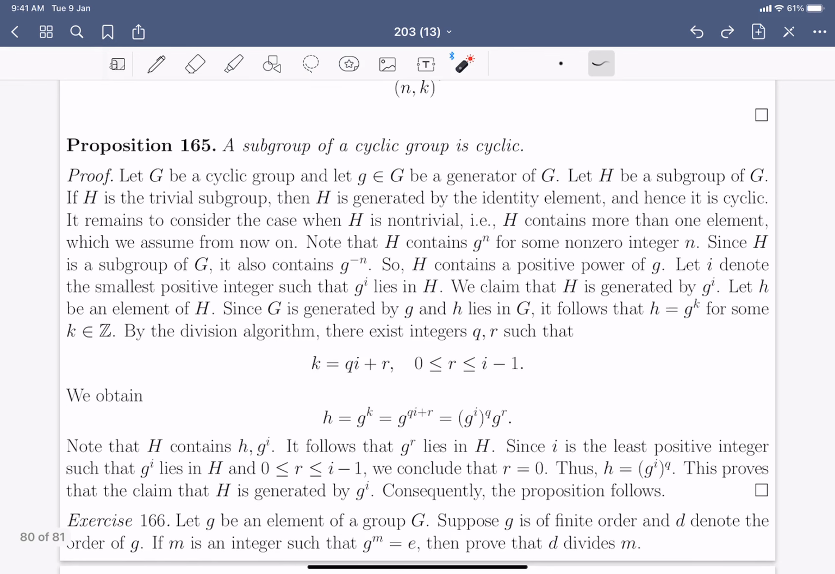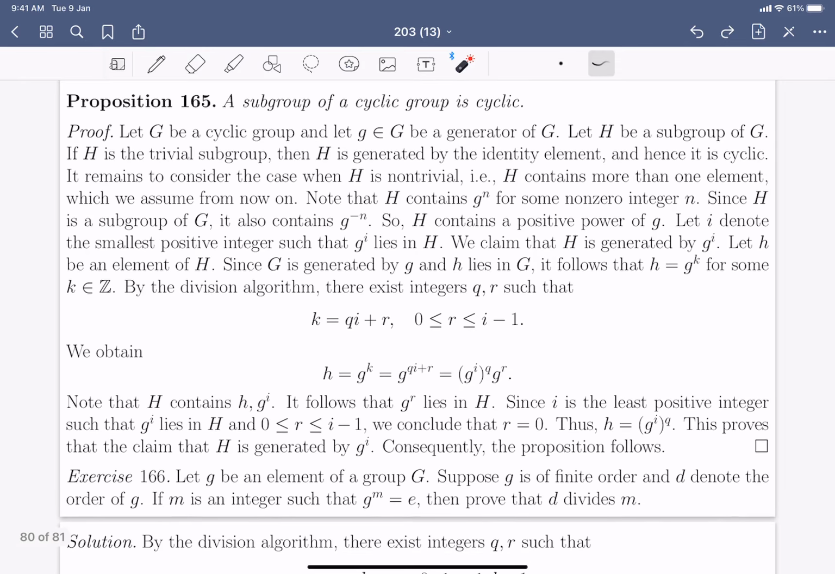So you start with a cyclic group G, and let's pick a generator little g of G. And we pick a subgroup H of G. If H is the trivial subgroup, then H consists only of the identity element, and then certainly the subgroup H is cyclic. Now it only remains to consider the case when H is non-trivial, in other words, when H contains more than one element, which we assume from now on. So we know that H contains some non-identity element.